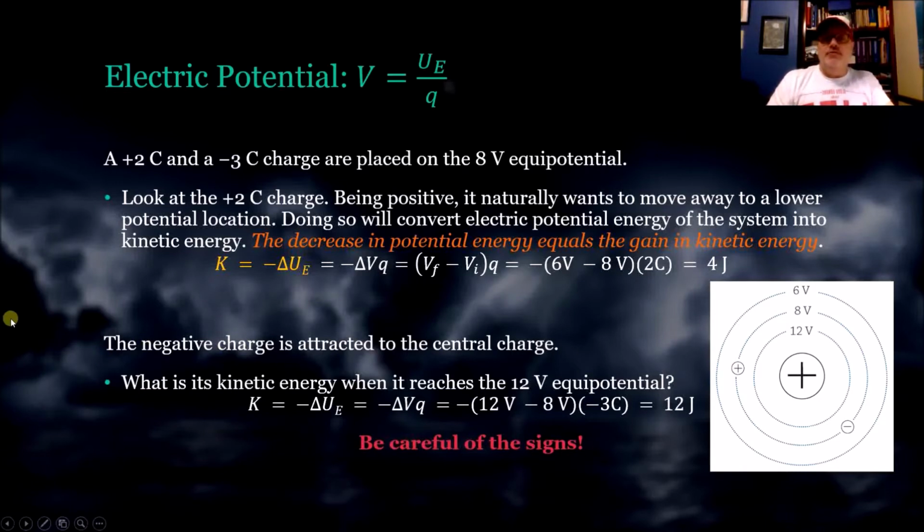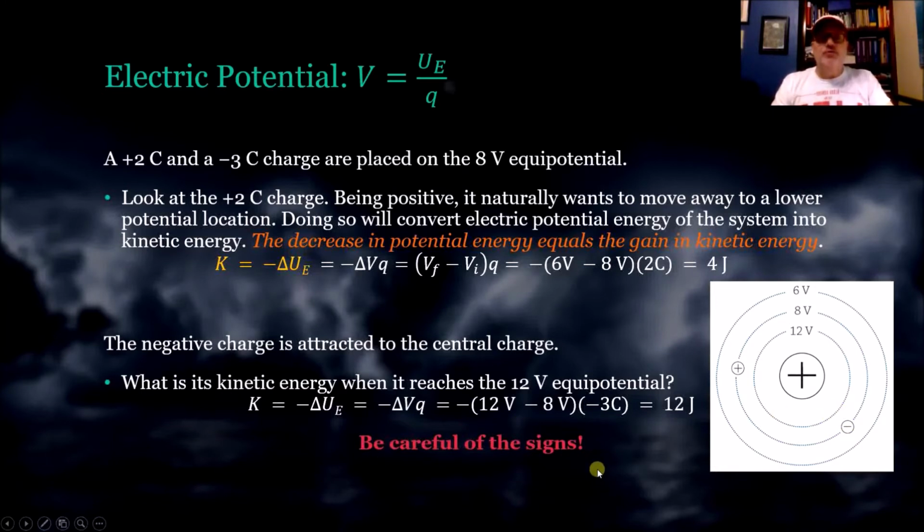Let's take a look at the negative charge. The negative charge here would be attracted, so it will naturally want to move up. So negatives want to move up in potential. If it moves from the 8 to the 12 volt line, its final potential will be 12. Its initial potential would be 8. 12 minus 8, negative, times the negative charge gives me 12 joules of kinetic energy. So this negative charge here will have 12 joules of kinetic energy when it gets to the 12 volt line.